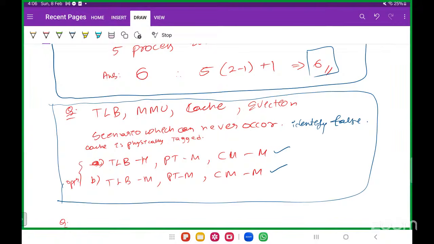Another case they mentioned, TLB miss, page table miss. That is possible. But when the page table is missed, we are invalidating the cache entry. At that point of time, cache hit is not possible. So these two entries cannot be possible at any point of time. So now we'll discuss some more problems.